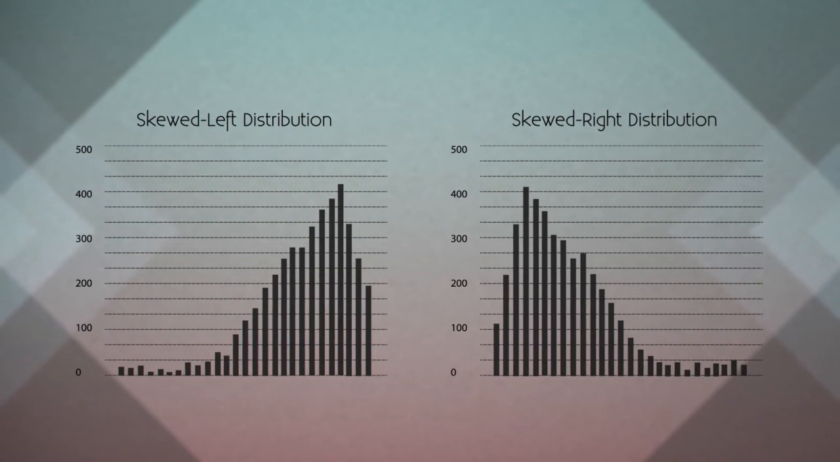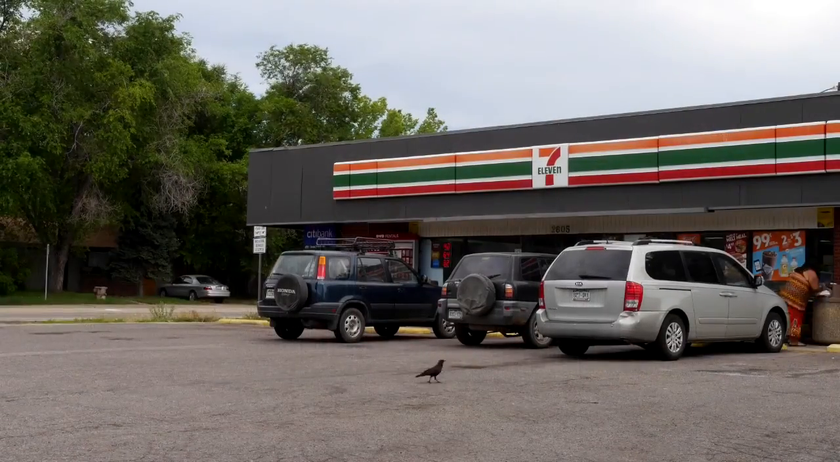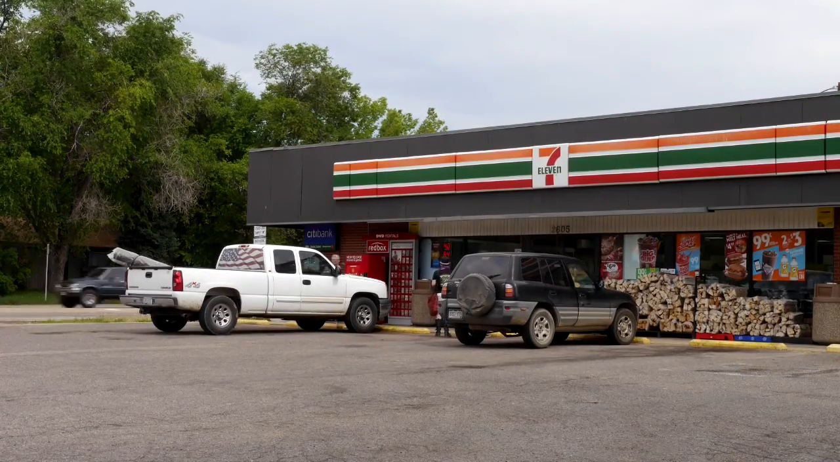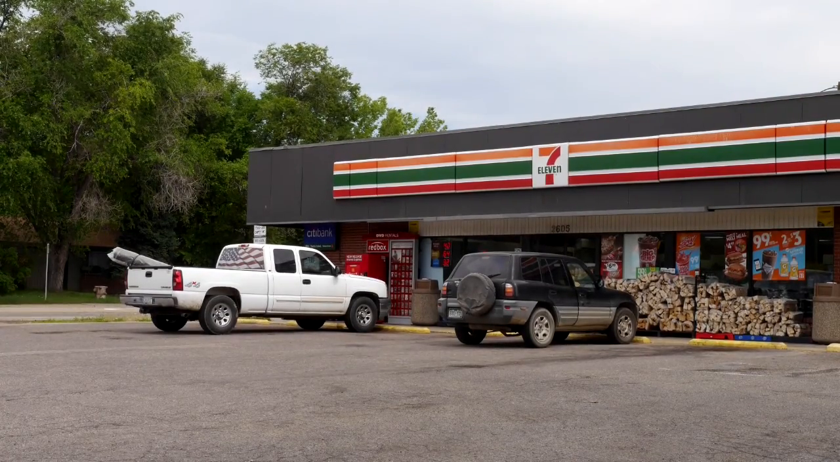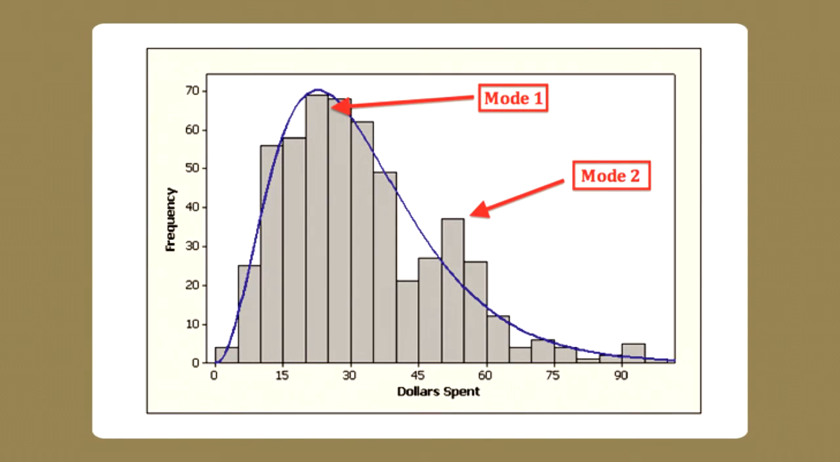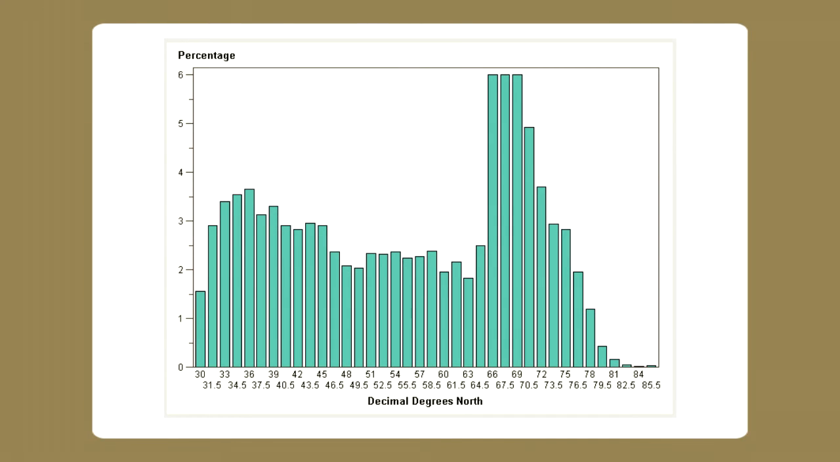Skewed distributions can also be bimodal. Here's an example. A medium-sized neighborhood 24-hour convenience store collected data from 537 customers on the amount of money they spent in a single visit to the store. The histogram displays the data. You can see that the amount of money spent is concentrated around $20 and then concentrated again around $50. From the Mars crater data set, we also display the latitude of the Mars crater's rims. The values are concentrated around 66 to 69 decimal degrees north and again around 36 decimal degrees north.